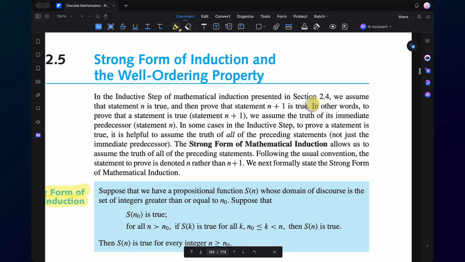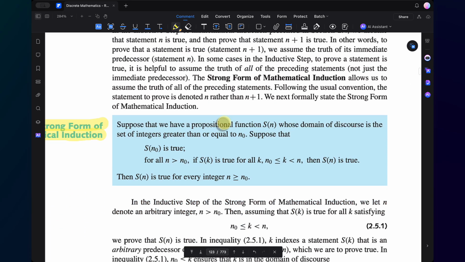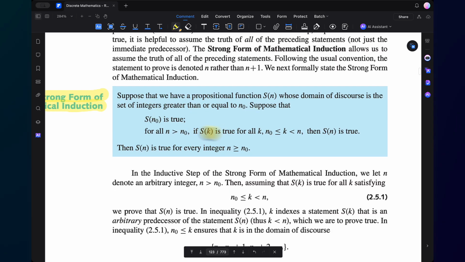Hello, here we go. A strong form of induction and the well-ordering property. Okay, so what's the difference? In the strong form of mathematical induction, essentially what you do is you prove the first case. You can read this, right? S(n0) would be the first case, and then what you do is you fix an n, right?